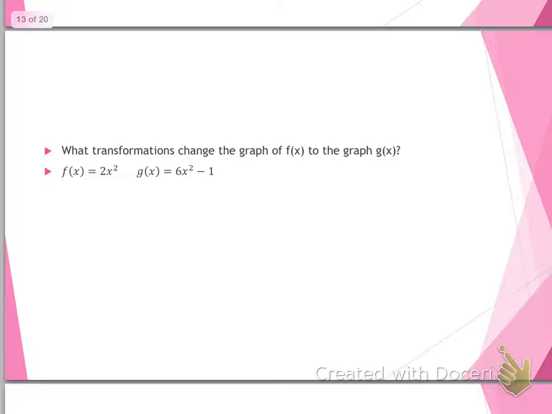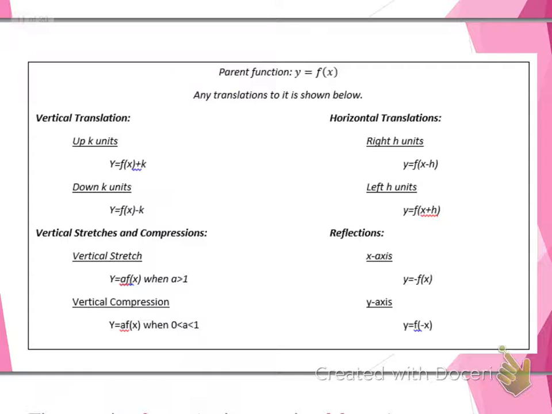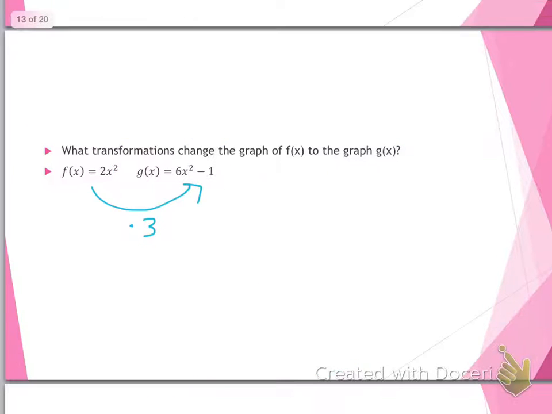What transformation changed the graph f of x to the graph g of x? So how do I get from this to this? So how do I get from a 2 to a 6? Well, 2 times 3 gets me 6. So if I'm multiplying by a 3, if we're looking at our different things that we can do here, the one that has something in front of it are these two. But it has to be bigger than 1 because it's 3. So we're vertically stretching or making it fatter.